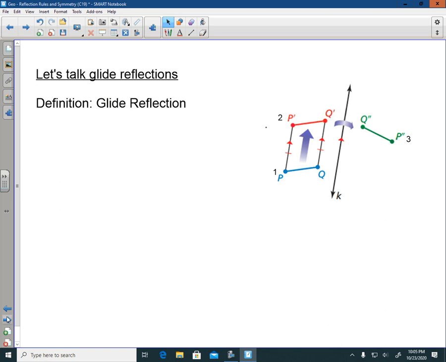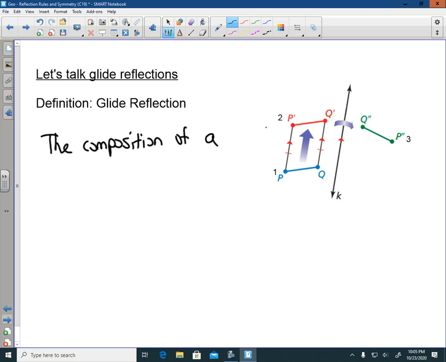So the definition of glide reflection is the composition of a translation and a reflection. Every time you translate and reflect, one and then the other, anytime you combine those two things, a translation and a reflection, it has a special name called a glide reflection.